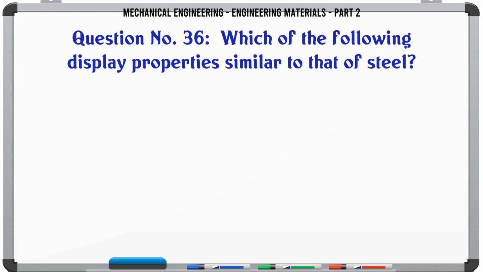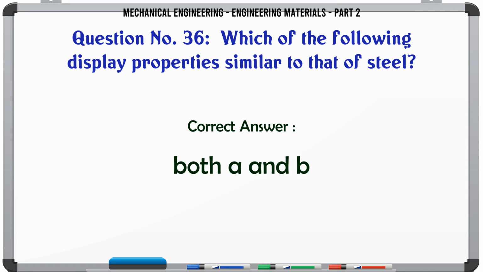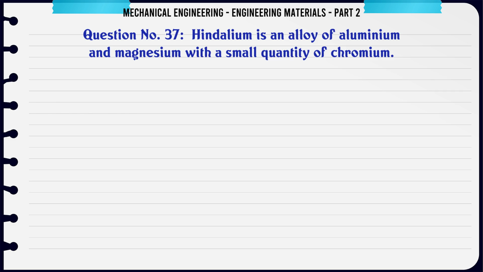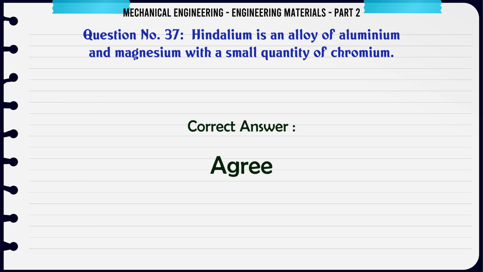Which of the following display properties similar to that of steel? A. Black hard cast iron. B. White hard cast iron. C. Both A and B. D. None of these. The correct answer is both A and B. Hindalium is an alloy of aluminium and magnesium with a small quantity of chromium. A. Agree, B. Disagree, C. D. The correct answer is agree.